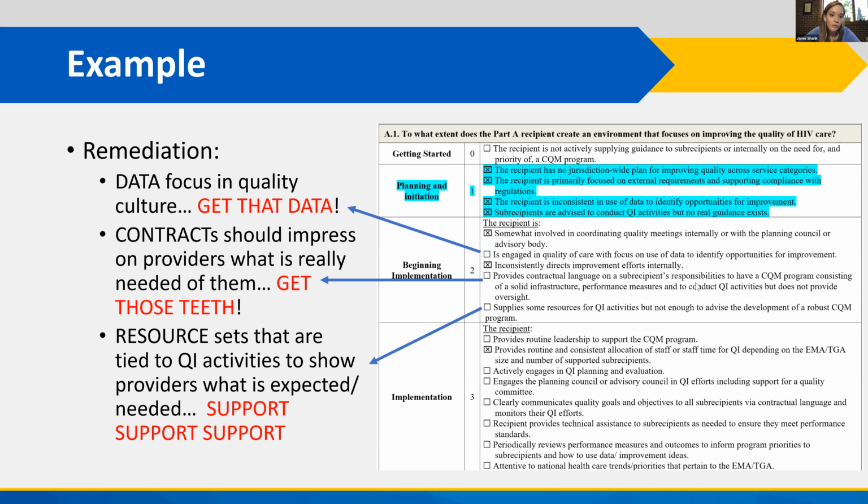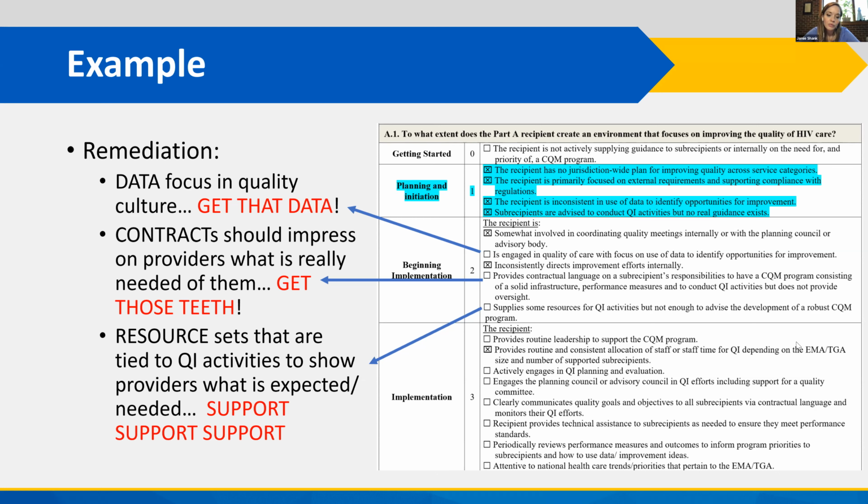So data definitely seems like a pain point here, so we focus on getting that data. Another area for growth was contracts. How do we impress on providers what is really needed? So get those teeth, put some substance to what we're doing here, and some accountability and some checkbacks for ourselves. And then the last one would be resources, and just resource sets that are tied to the activities. It's support, it's support, it's support.